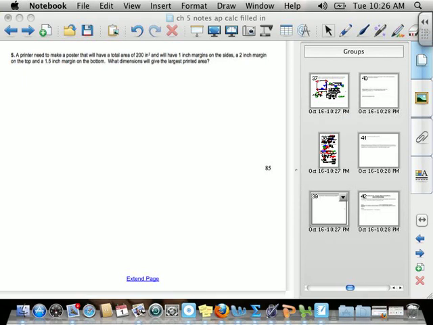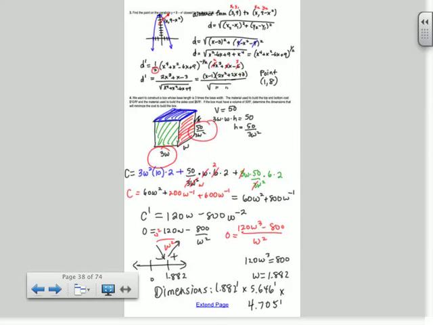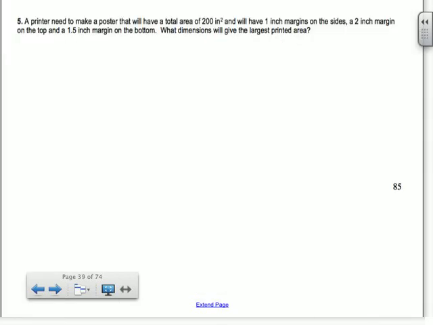Right, so continuing on with optimization. Okay, the next one says a printer needs to make a poster that will have a total area of 200 square inches and will have a 1-inch margin on the sides, a 2-inch margin at the top, and a 1.5-inch margin on the bottom. What dimensions will give the largest printed area?